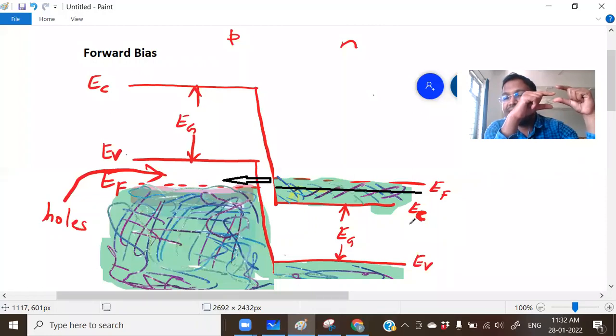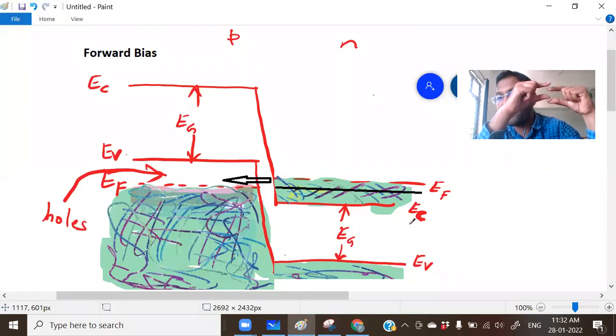Further, if we increase the forward bias, the current will keep on increasing. At this point, maximum current will flow. So it is like two pipes. One has water, another is empty. Now no water flow. Now water will start to flow. Maximum water will flow from one pipe to another pipe.